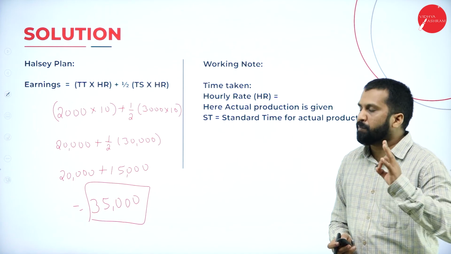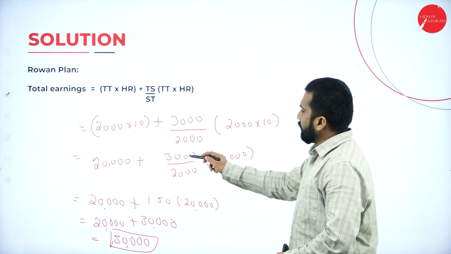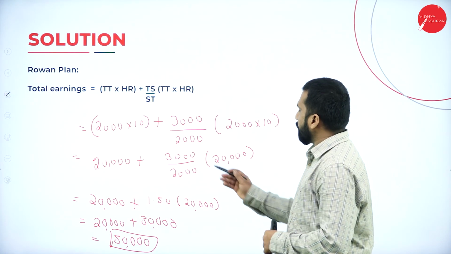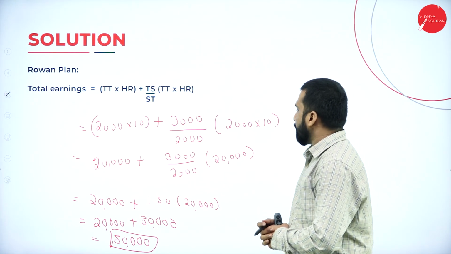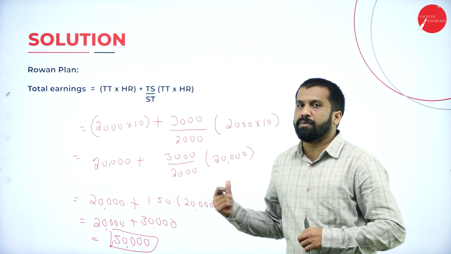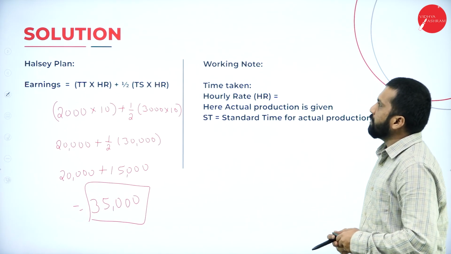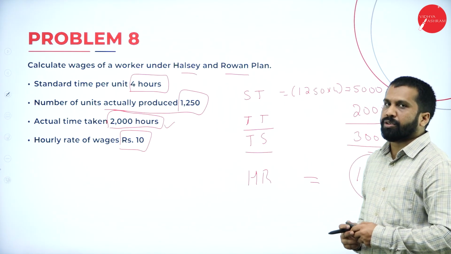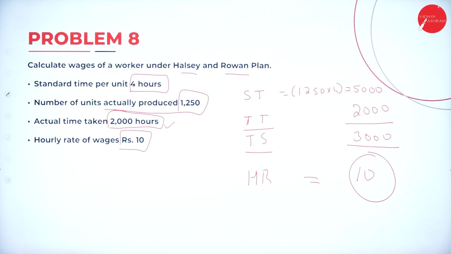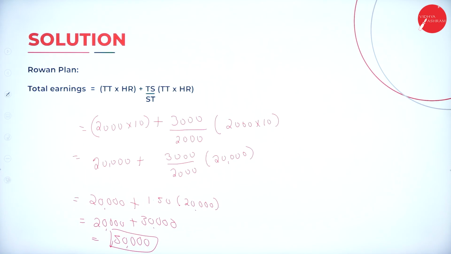Hope you are clear. Now, see the calculation: 3,000 divided by 2,000, multiplied with your 20,000. The time saved is more, that's why he will get more wages. Now, I'll go back to your previous slide. Please take a screenshot. Your problem number 8, the solution part. As per the wholesale plan is over. This is as per the Rowan plan.